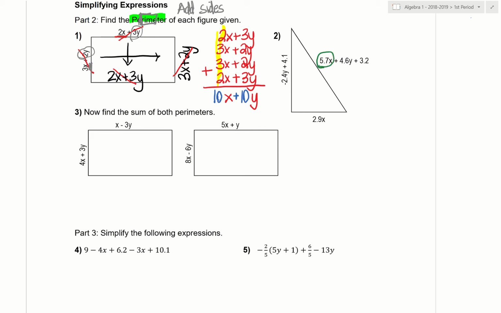So we've got 5.7x. I'm going to look around for any more x's, and I see one more. So I'm going to say 5.7x and 2.9x. And those are going to add to be, well, I'm going to bring down my x, of course, 8.6x. But I'm not done because I haven't completed all of my terms.